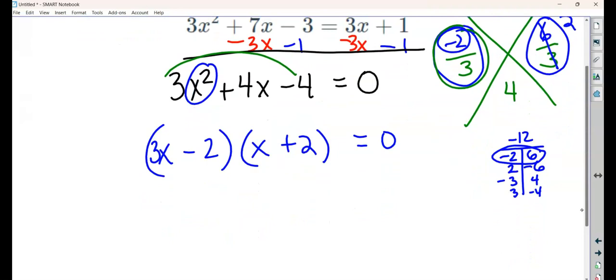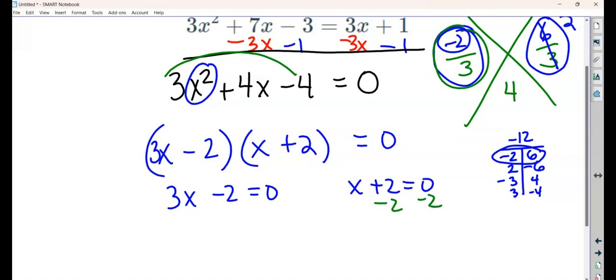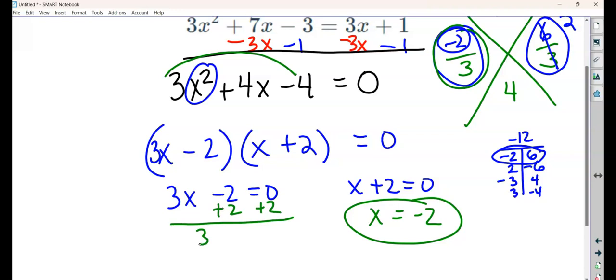Now it's time for the last must-be-shown piece of work, and that is that either the first factor is equal to 0 or the second factor is equal to 0. Now how much work you show after this is optional. You can show this work, or you can jump right to knowing that the answer to this is x is equal to negative 2. That's one of the solutions. Now over here, some of you may need to show some work because the answer is going to be a fraction here. And so x is 2/3 and x is negative 2.